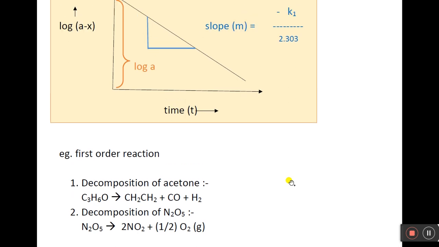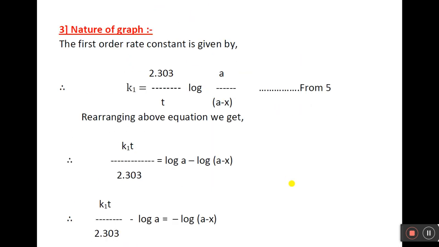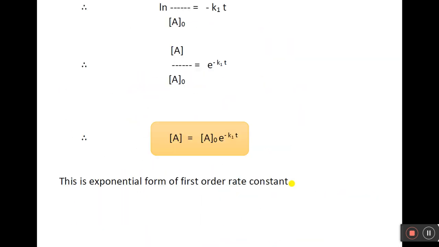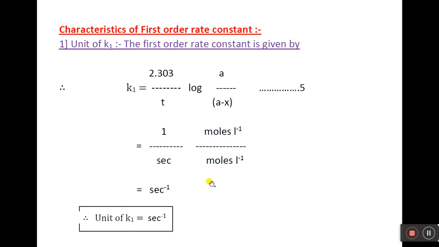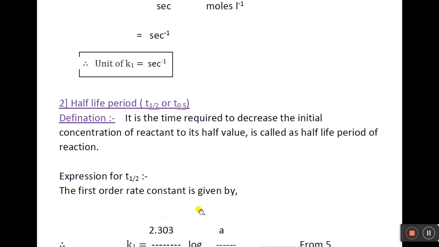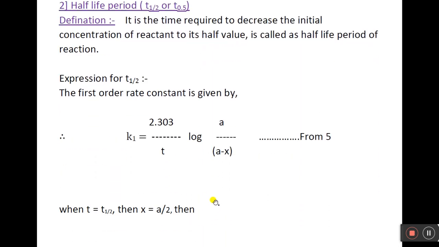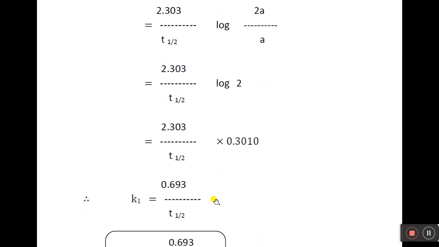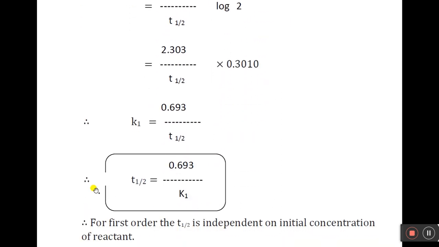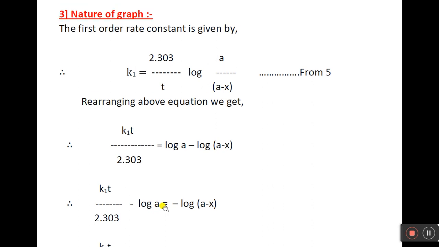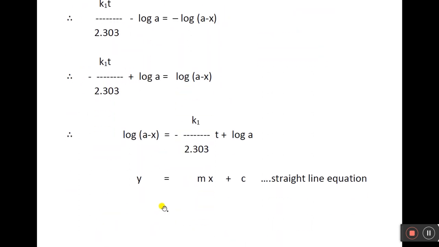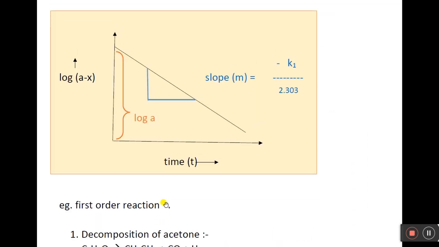Okay. So what did we learn today? Let us revise. Let us summarize in short. Characteristics of first order rate constant. There are only three characteristics. First, unit of the first order rate constant. Unit is per second. Second, half-life period of a first order reaction. Half-life period is independent of initial concentration. Here we saw it. And third is the nature of graph, or graphical representation. And this is the graphical representation.